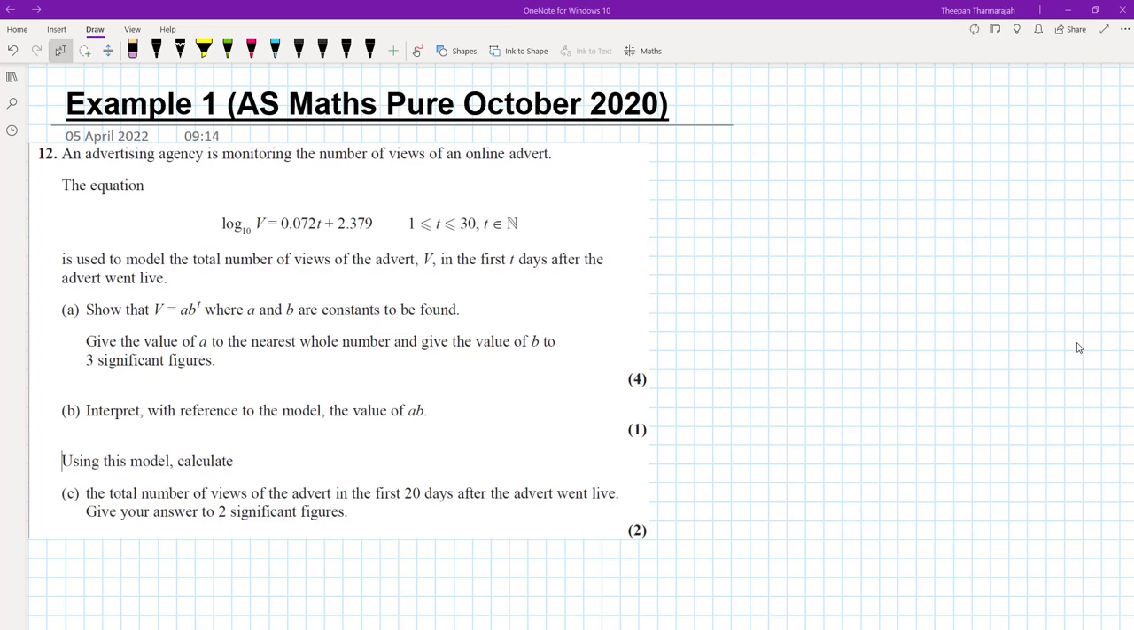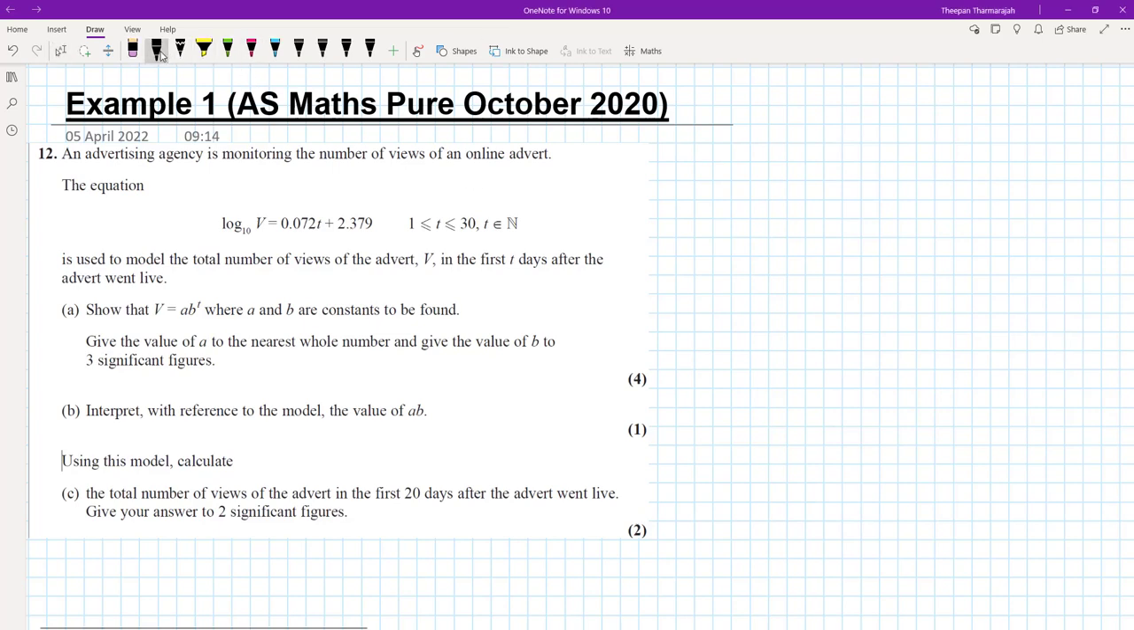The equation is given by log v is equal to 0.072t plus 2.379, and is used to model the total number of views of the advert, v, in the first t days after the advert went live. Show that v is equal to ab raised to the power of t, where a and b are constants to be found. Don't forget, b to the power of t is an exponent. So this is case number 2.